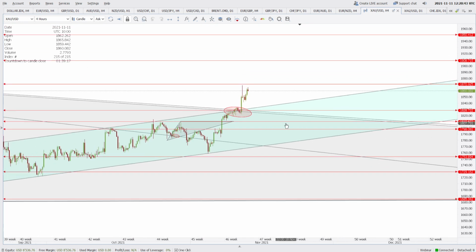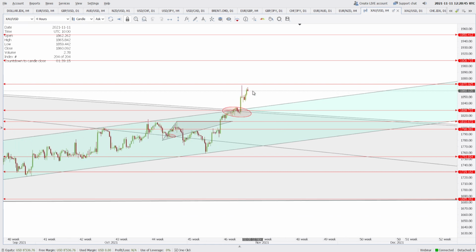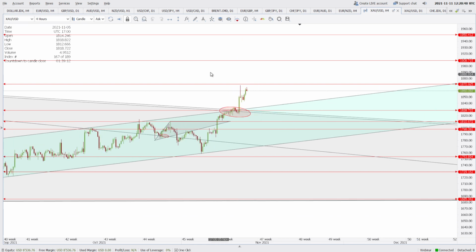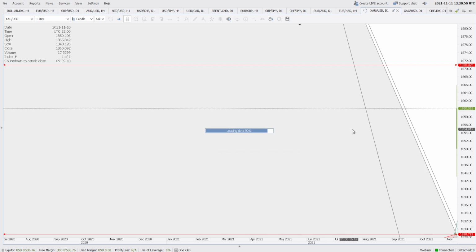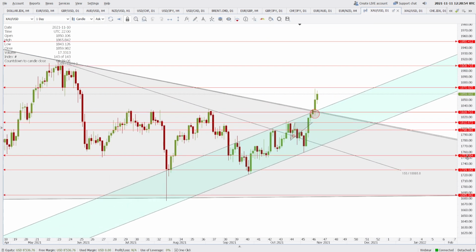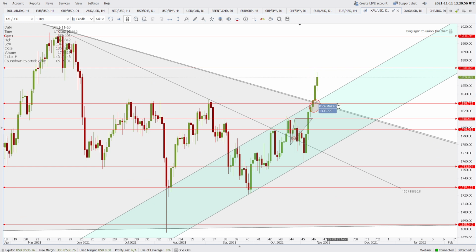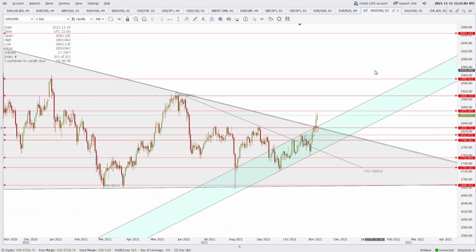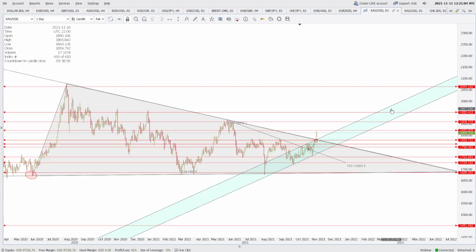So that is why I'm saying near 1870 expect a lot of sellers to emerge to push the price down, and if they are able to push the prices back to the 1850 area or maybe the 1830 area, then expect a lot of buyers to again enter the market at the 1830 area to push the prices back to 1870 and maybe even 1908 and maybe even 1950 and 2064 eventually.